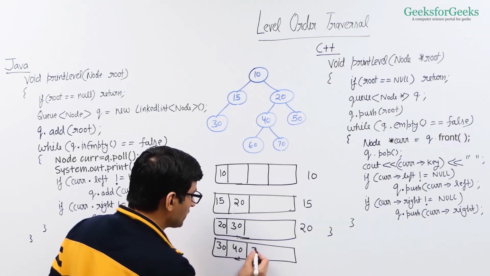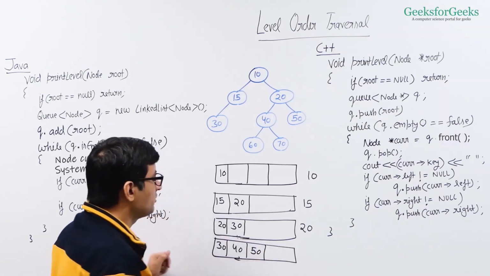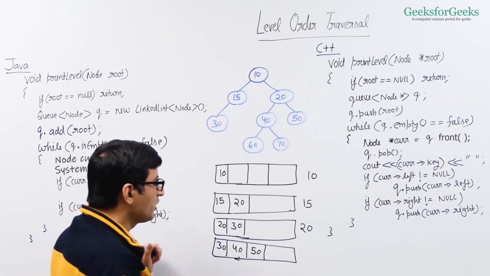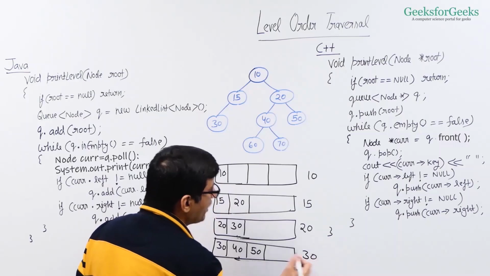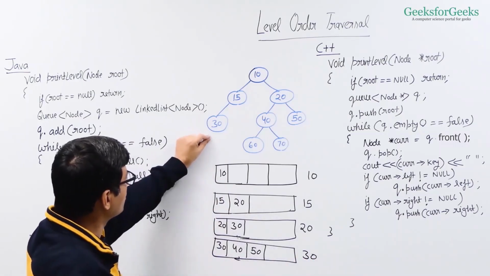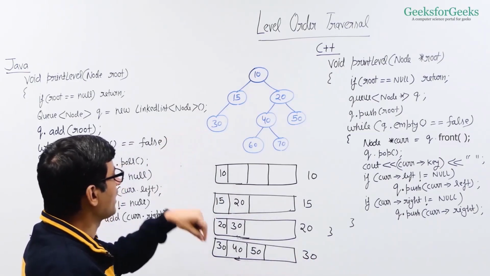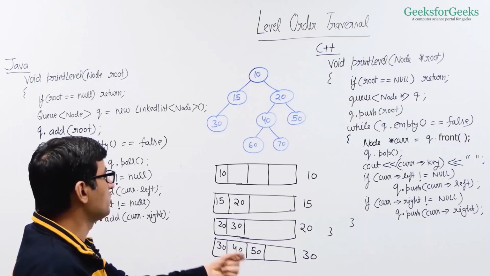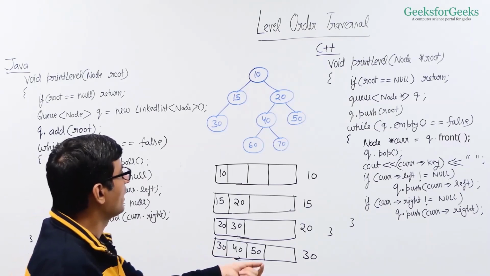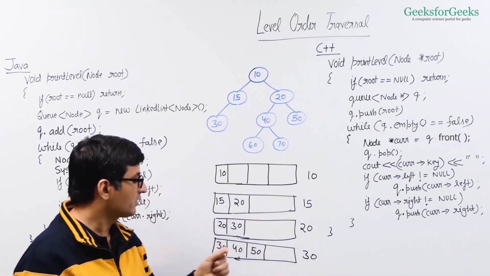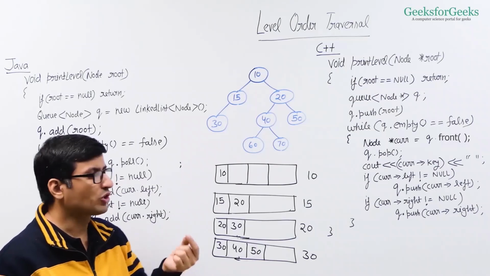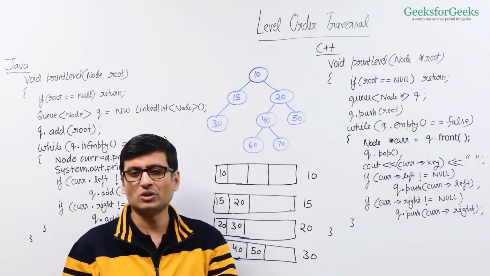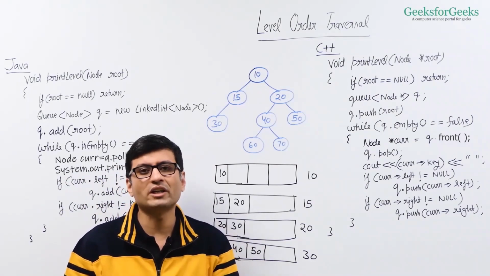30, 40, 50. Next time you will take out 30 from the queue and you will print 30. And there are no children of 30, so you will not enqueue anything. And after that you will take out 40 and enqueue 60 and 70 into the queue. And after that you will take out 50 and you will not enqueue anything. So your queue will have then 60 and 70. Then you will take out 60 and 70 also one by one and you will print them.